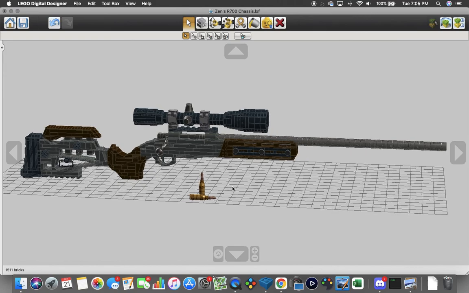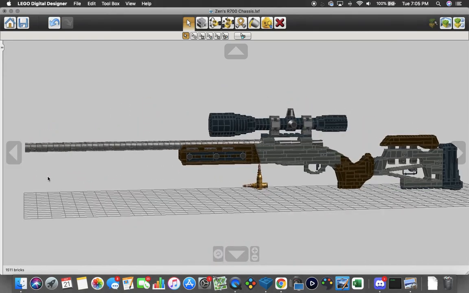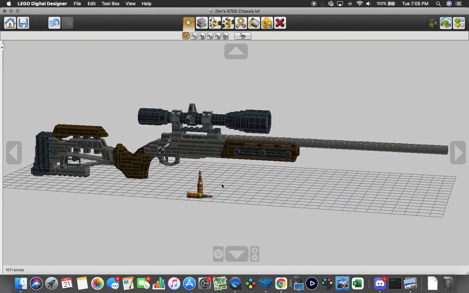Relatively simple. This is Trey's R700 Furiosa chassis.